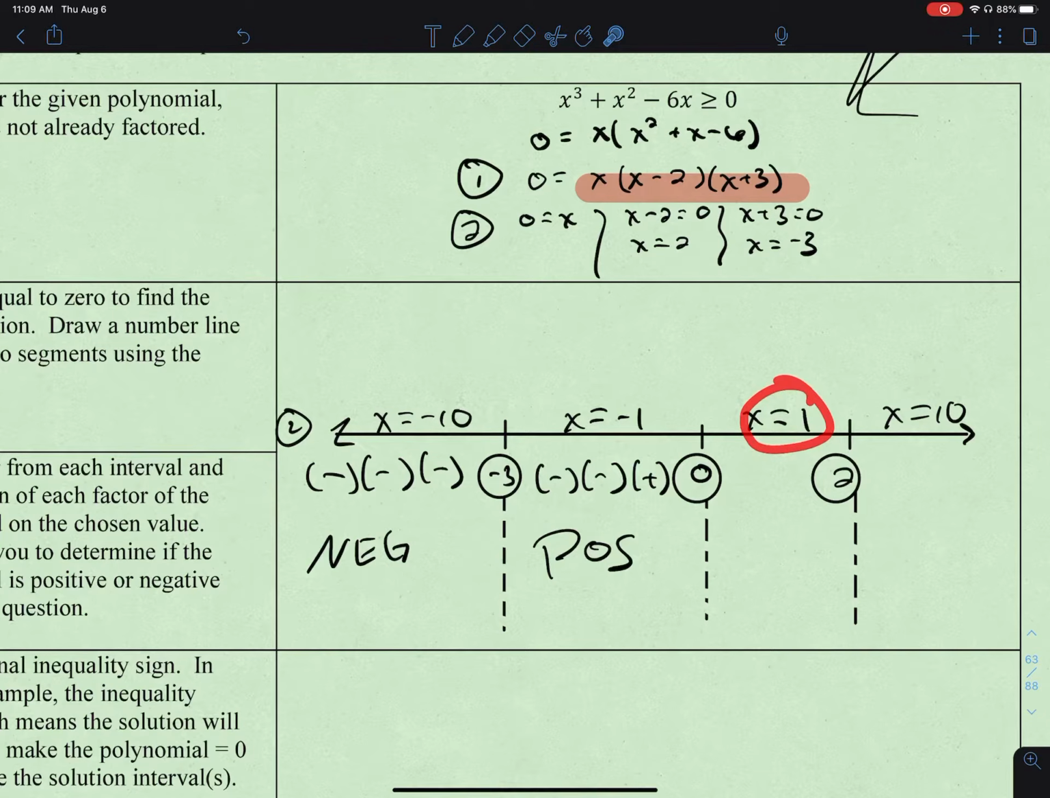If I put the test point in of 1, it's going to be positive. This is going to be negative, and this is going to be positive. We're going to have a positive, negative, positive. Sometimes I write too big. I'll write this down here. Negative.